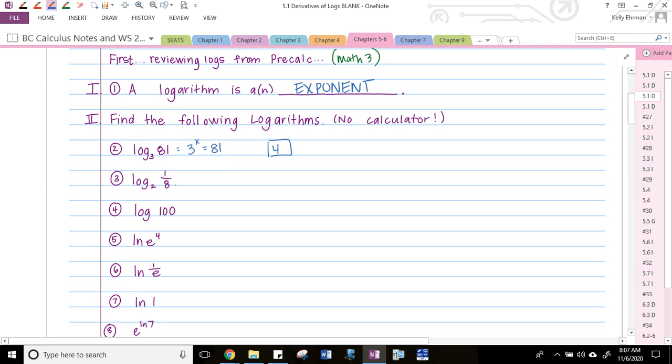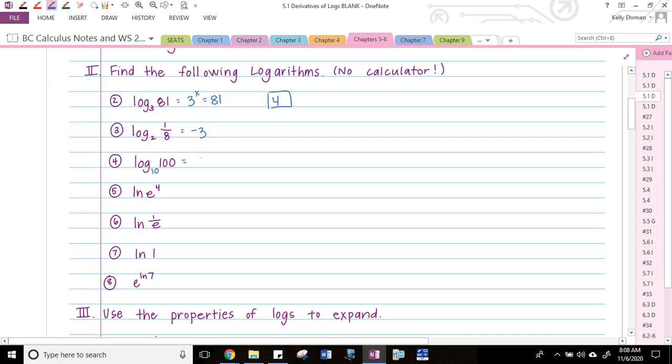2 to what power is 1/8? -3. If no base is showing, that's called a common logarithm, and it's base 10. 10 to what power is 100? 2.